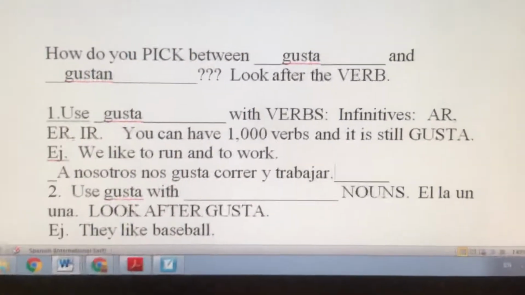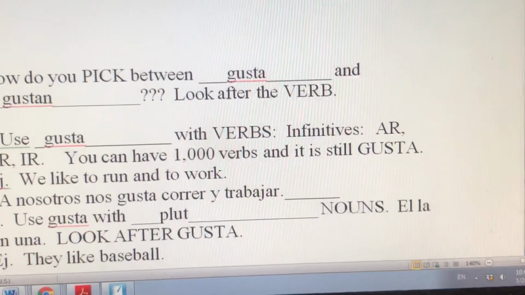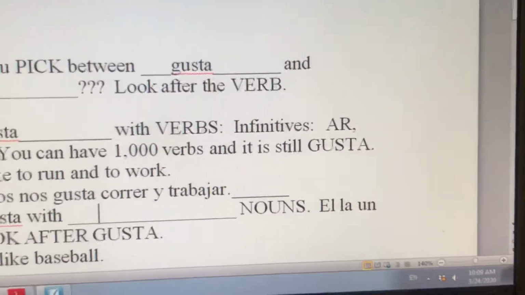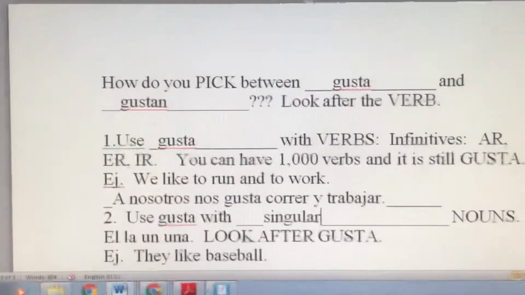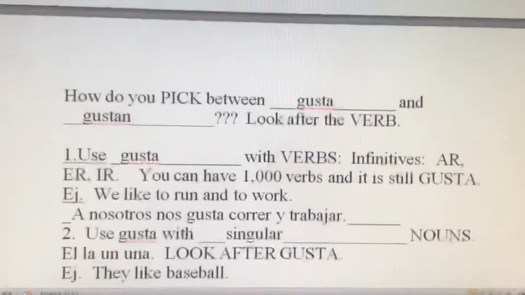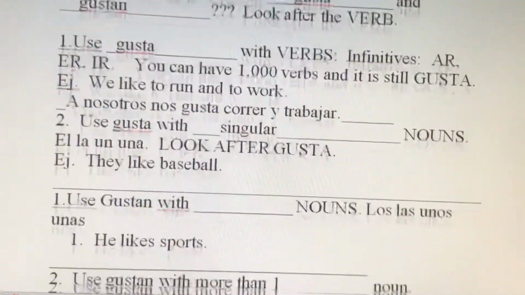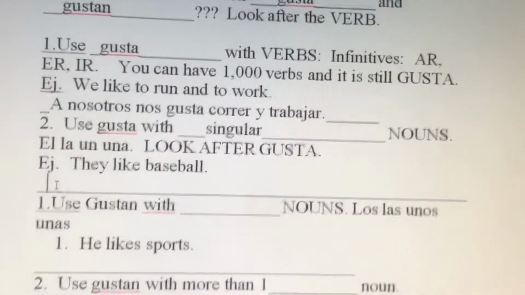This is the second point for when you use gusta. You use gusta with plural nouns. I'm sorry, I lied. You use gusta with singular nouns. So you look for the el, the la, the un, or una. So they like baseball. And also in the Gustar formula, using the definite article is mandatory, not optional.